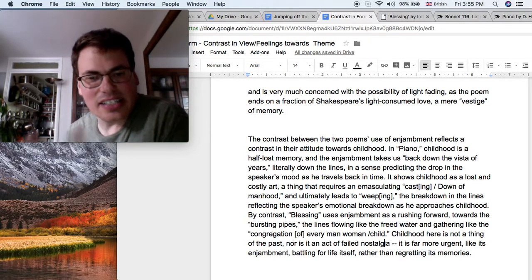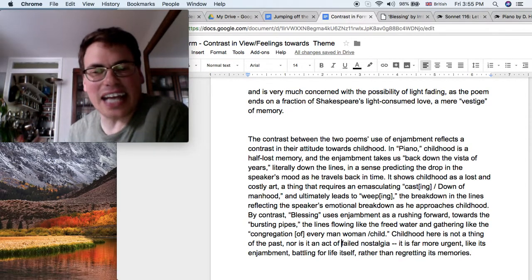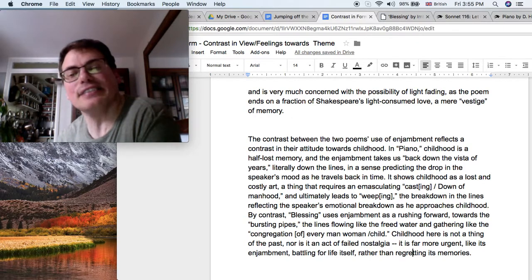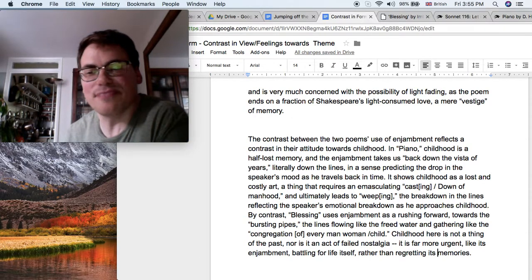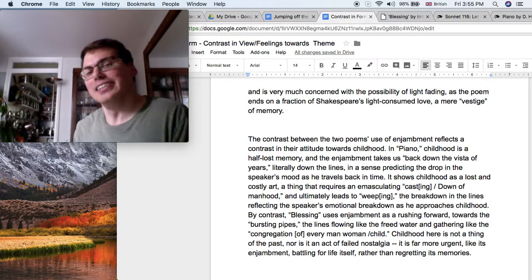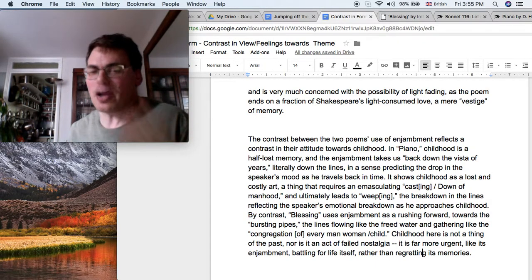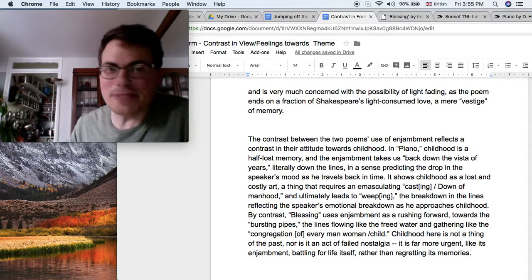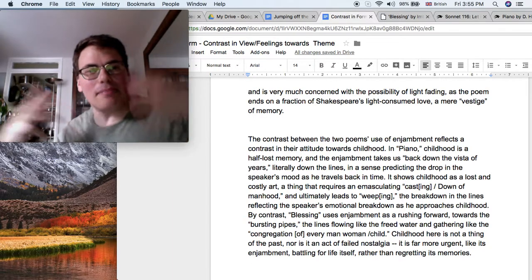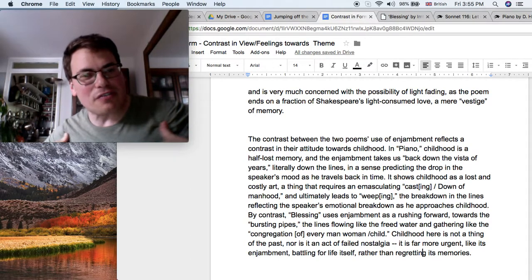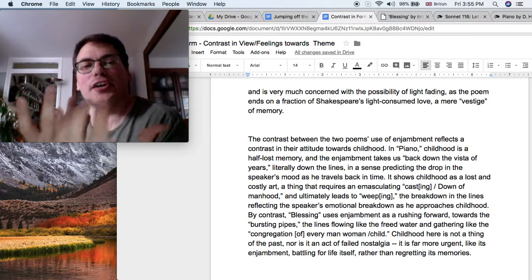Childhood here is not a thing of the past, nor is it an act of failed nostalgia. It is far more urgent, like its enjambment, battling for life itself, rather than regretting its memories. So instead of the enjambment cutting down our manhood, which you could keep writing, instead of it casting us downwards, we have an enjambment of the liquid light sun. We have an enjambment of rushing forward to get water.